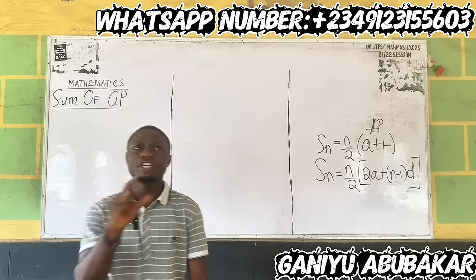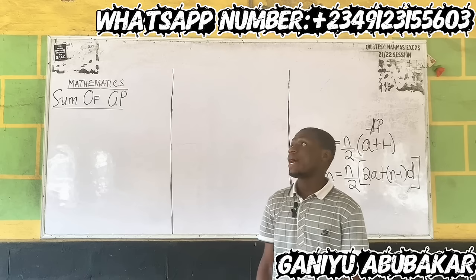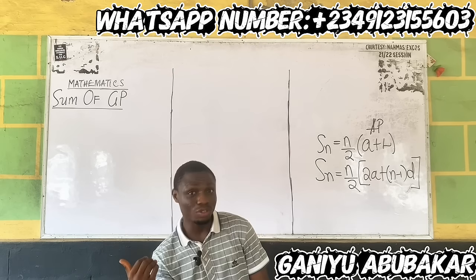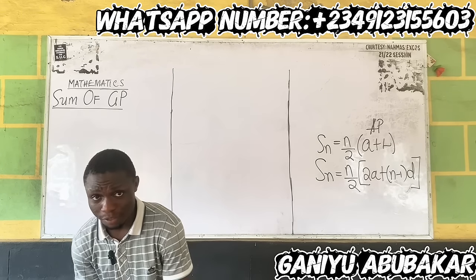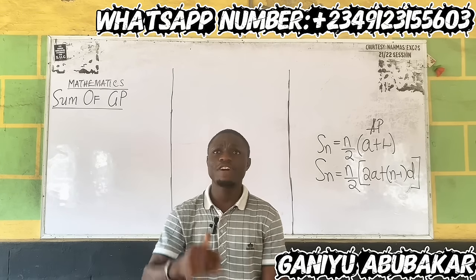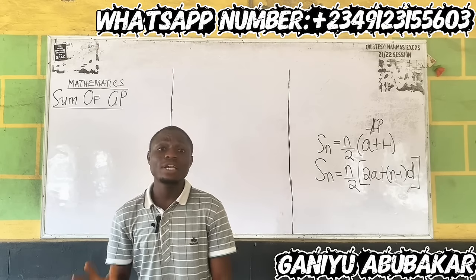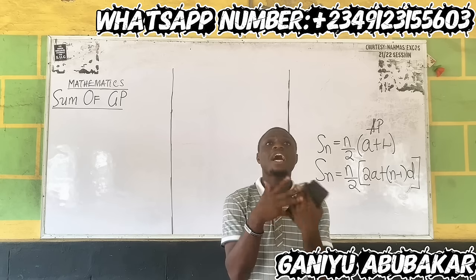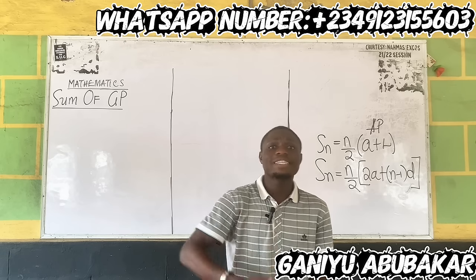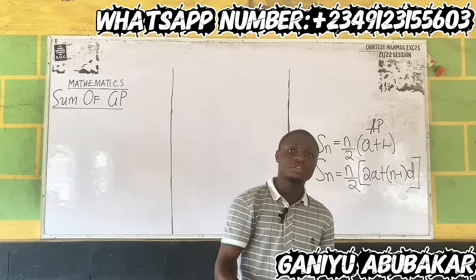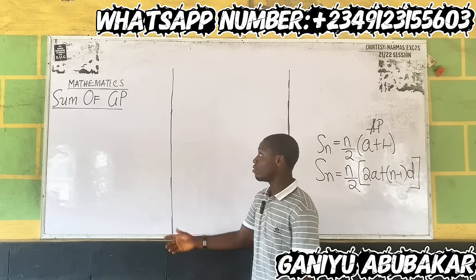Whenever you have a GP and you get a value of r, if your r is less than 1, the formula to apply is different. When the value of r you got is greater than 1, there's a different formula to apply. So if you have r as 10 or 8 or 9, it depends on whether that value is less than 1 or above 1. That's the important idea behind using the formulas of a GP.